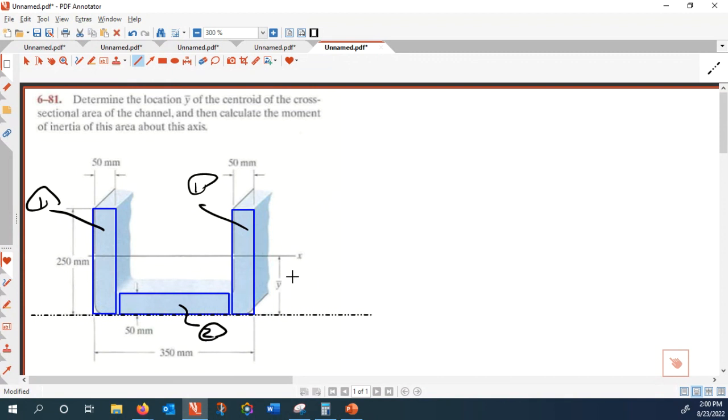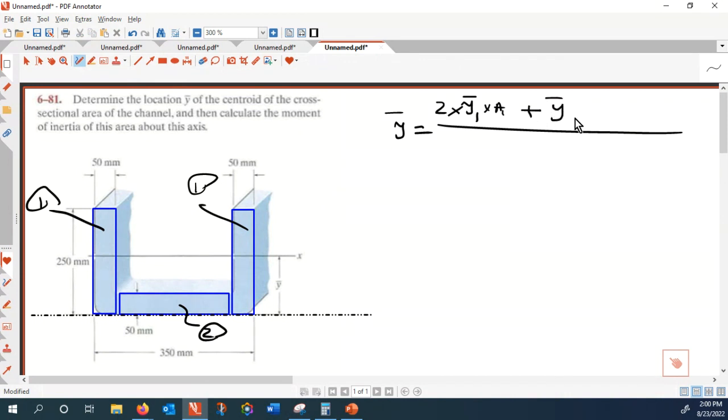And how do I find the centroid of the composite shape? So the centroid of the composite shape, y bar, is equal to y bar of 1 multiplied by the area of 1, times 2, because this is repeating twice, plus y bar of 2 times area of 2, divided by 2 times area of 1 plus area of 2. Do you have any objection?